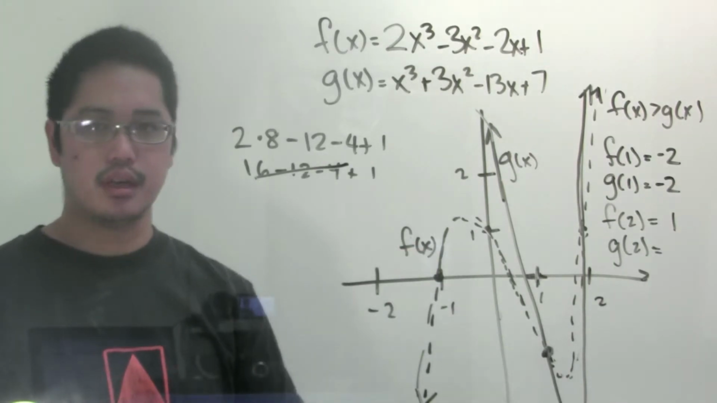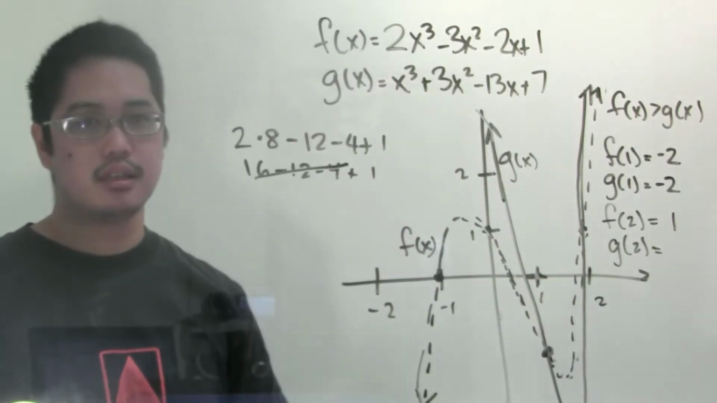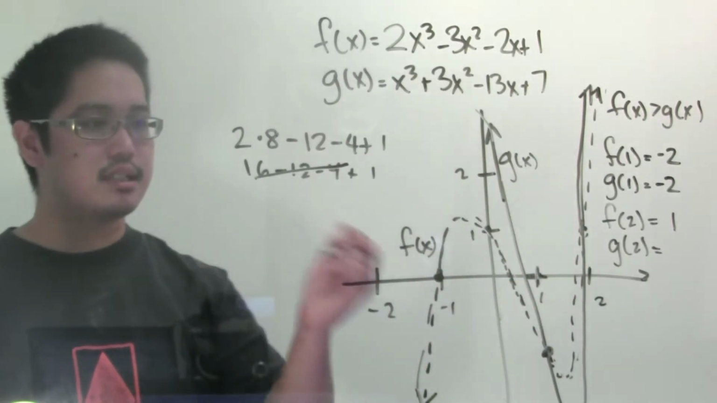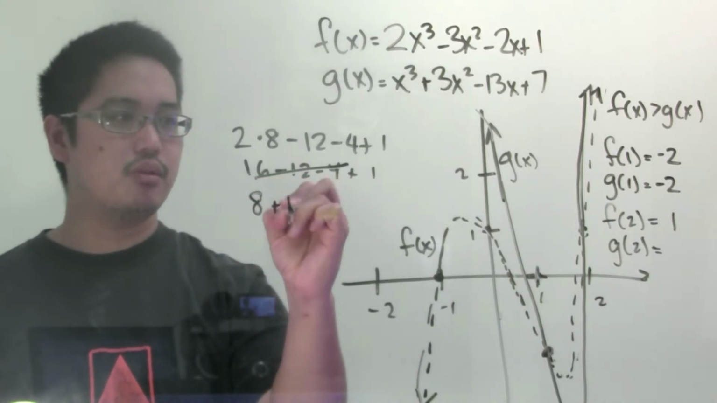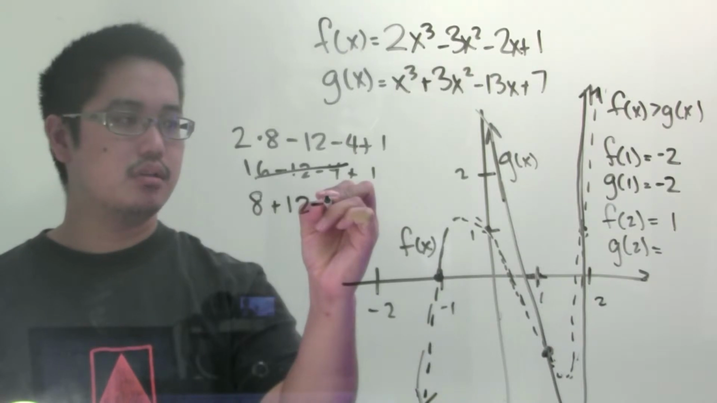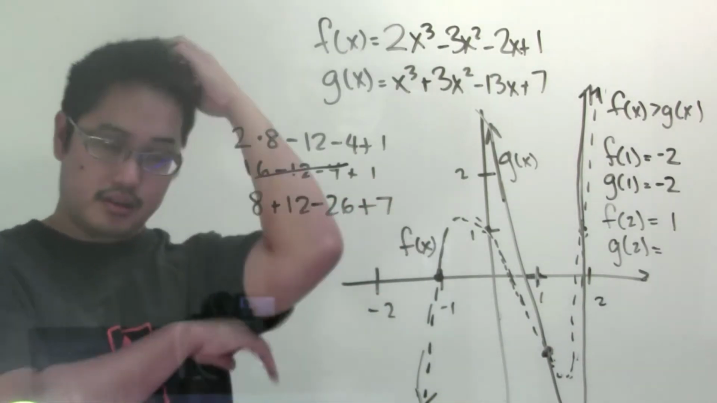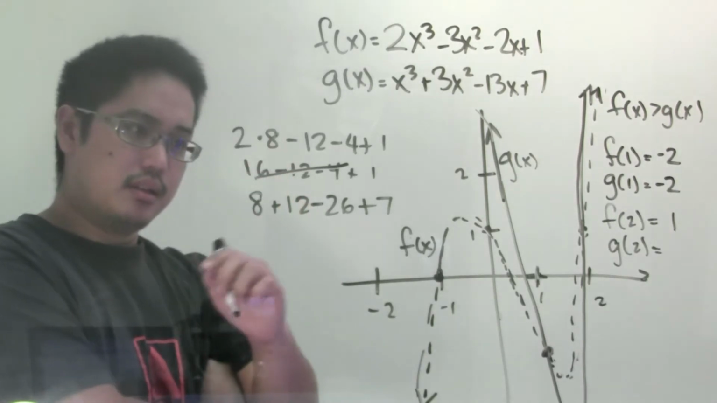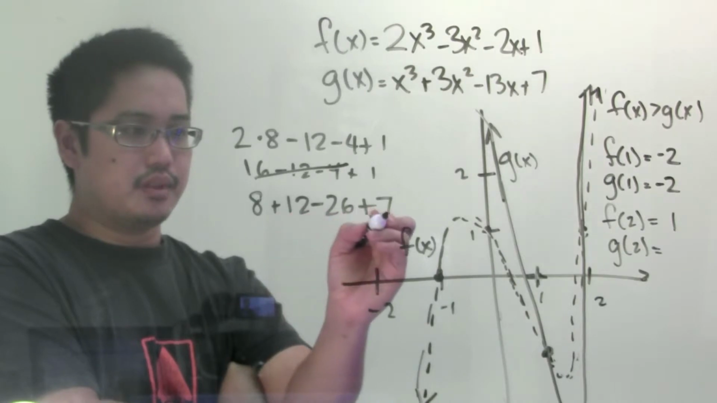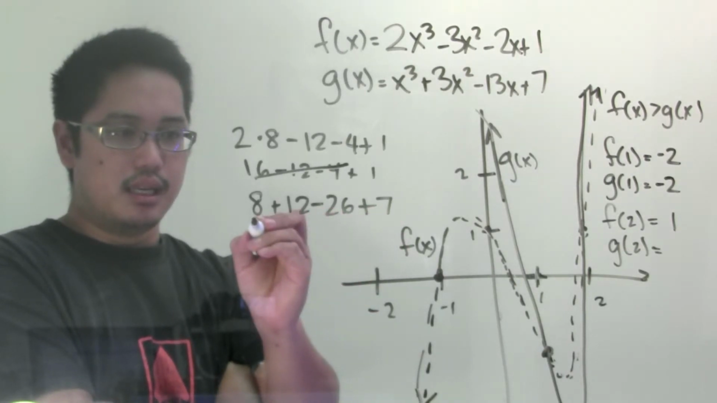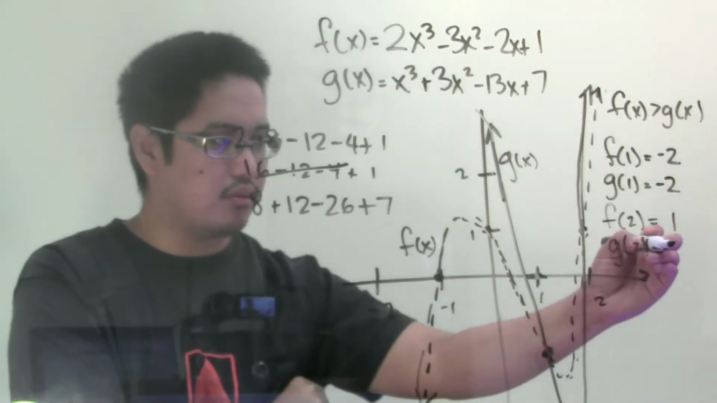All right, we're good. I didn't freak anybody out there, did I? I just plugged in 2 into the f of x. I'm going to plug the 2 into the g of x and see what I get. So that would be 8 plus 3 times 4, which is another 12, minus 13 times 2, which is 26, plus 7. So 7 plus 12 is 19, 8 plus 19 is 27, so that's 27 minus 26. That's also equal to 1.